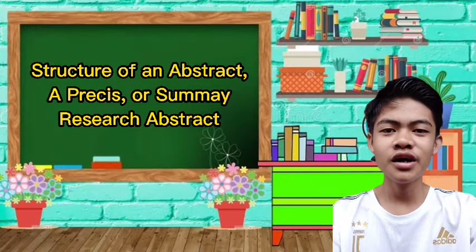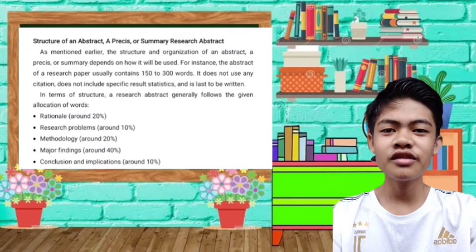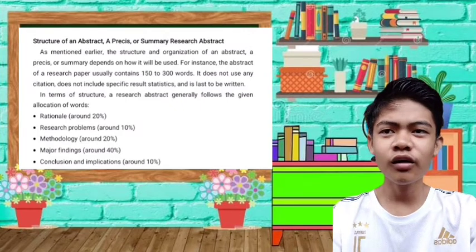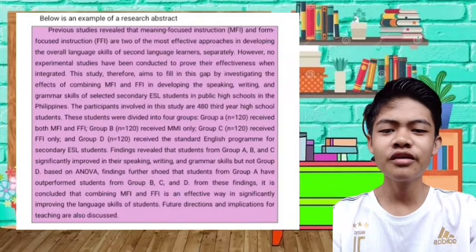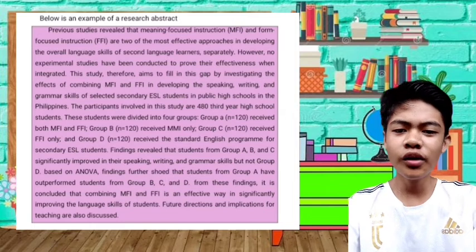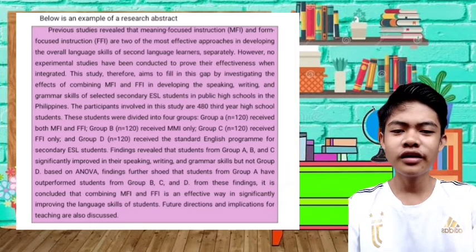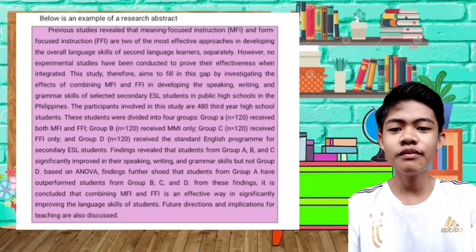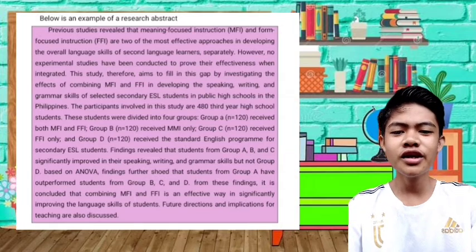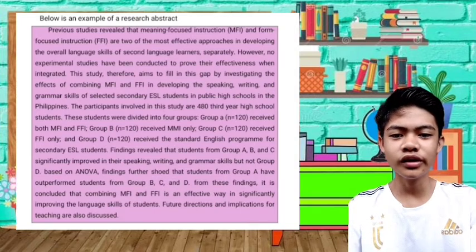Structure of an abstract, a précis, or summary: research abstract. An abstract summarizes, usually in one paragraph of 300 words or less, the major aspects of the entire paper in a prescribed sequence that includes: 1. The overall purpose of the study and the research problems you investigated. 2. The basic design of the study. 3. The major findings or trends found as a result of your work.